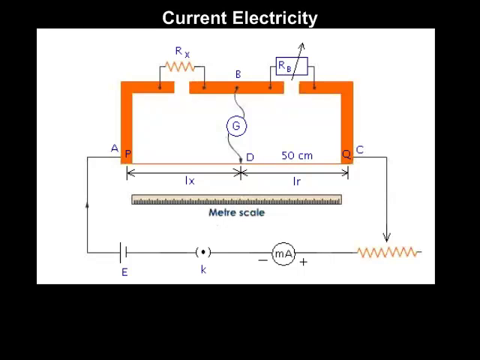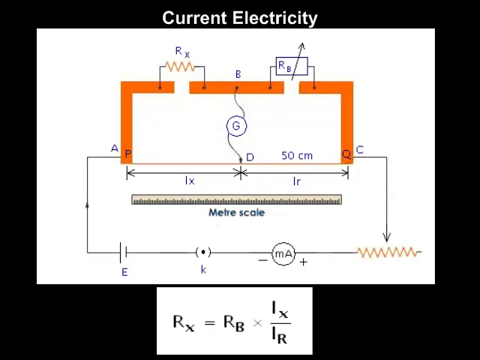Then the circuit is made on and the null point is obtained. When the null point is obtained, the length PD is measured as Lx and length DQ is measured as Lr. The resistance in the resistance box is measured as Rb, and now the unknown resistance Rx is obtained by the formula Rx is equal to Rb into Lx upon Lr.